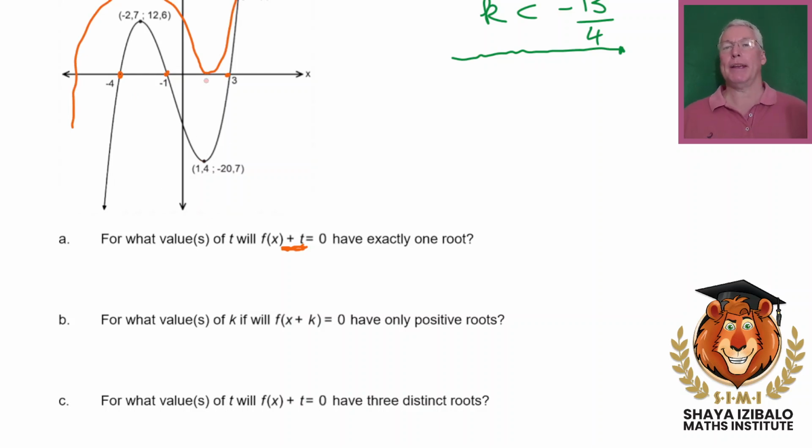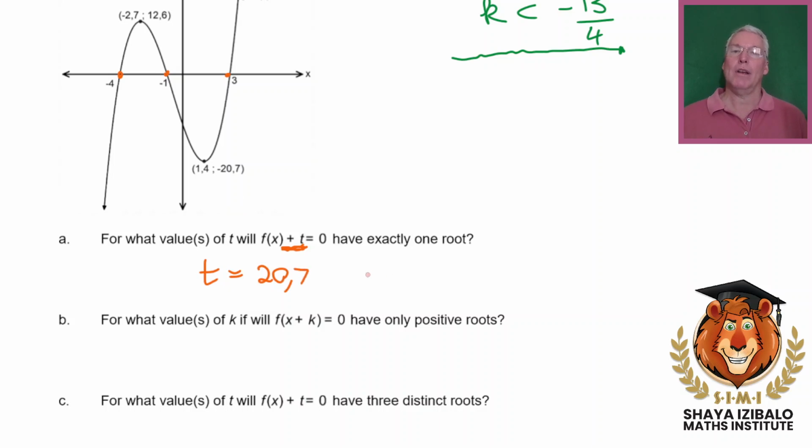And how much would we need to pick it up so that this point is actually on the x-axis? In fact, we want it to be a little bit higher, because then it will only have one x-intercept. It will have this one on the left here. So let's take a look at that. We would need to pick it up by exactly 20.7, and to pick it up by 20.7, t must be positive 20.7. Alternatively, we want to pick it up by more than 20.7, so t must be bigger than 20.7.